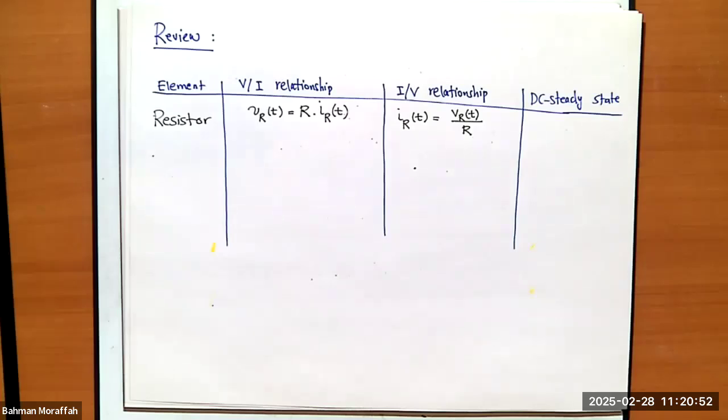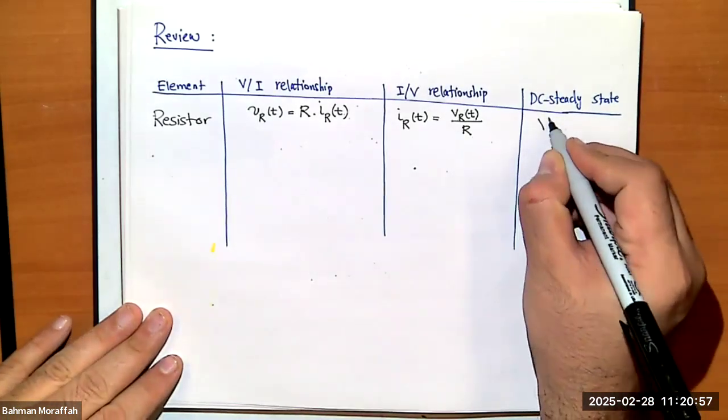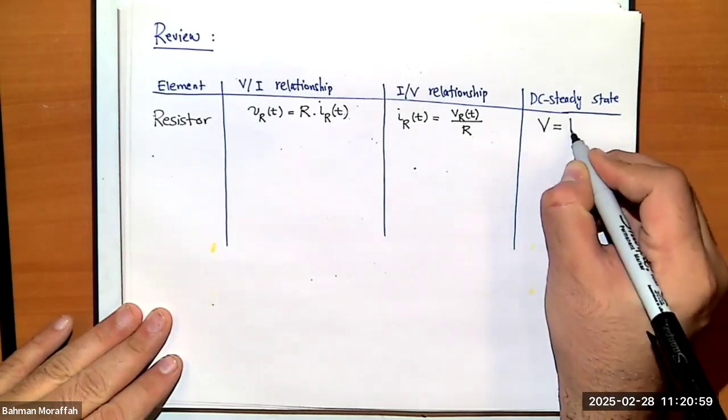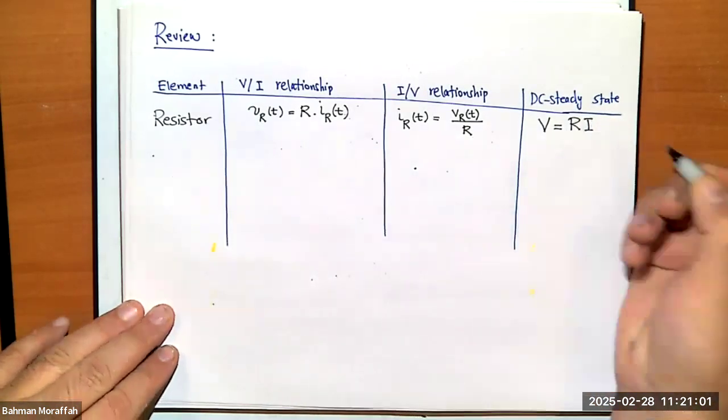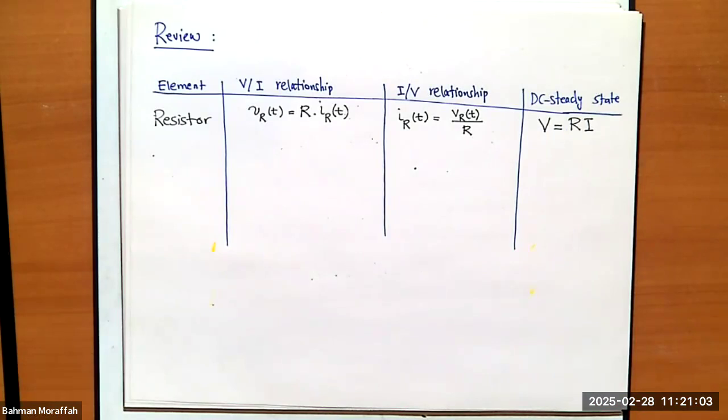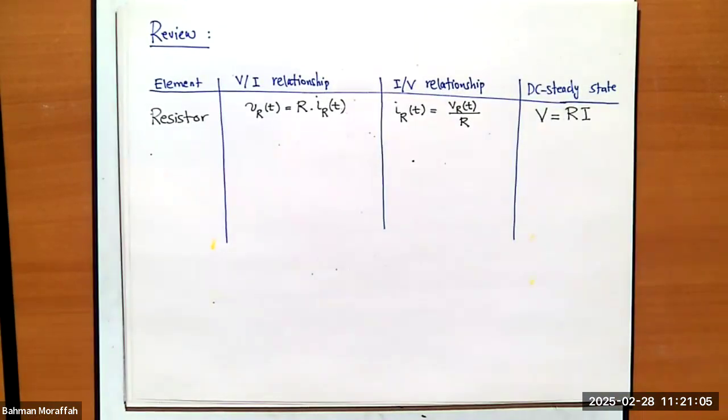If my voltage or current, or both of them, are constant, I still have this relationship, right? Ohm's law still holds. So if I'm in a DC condition, I'm going to show them with capitals. So I have V equals R times I. This V and this I are constants, they're not changing over time. That's why I'm showing them with capitals. But we know Ohm's law holds regardless of the type of voltage and current we have.